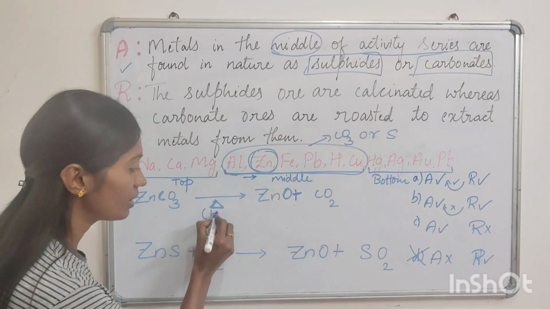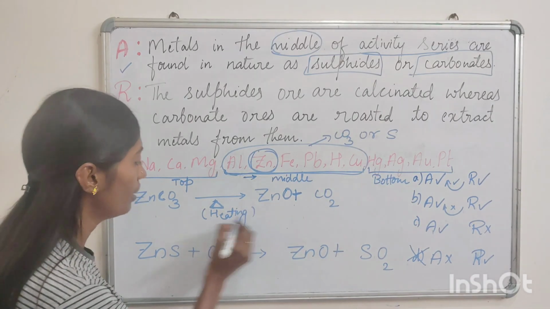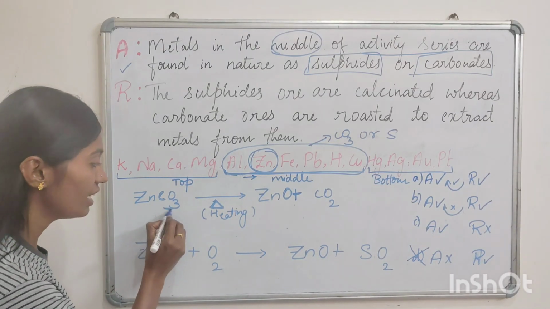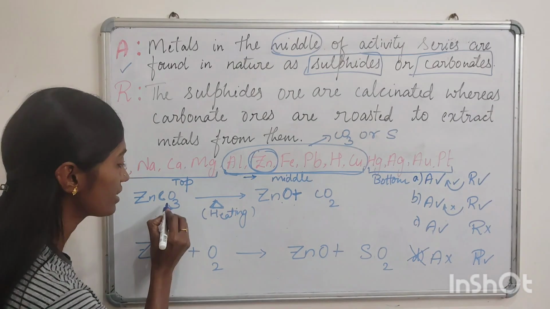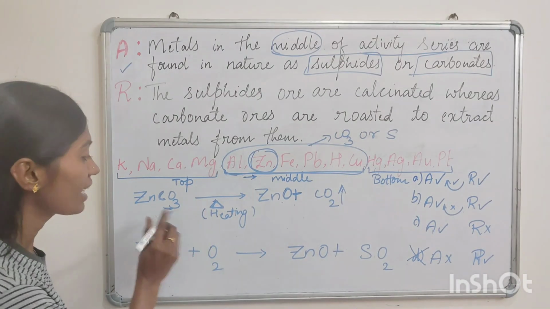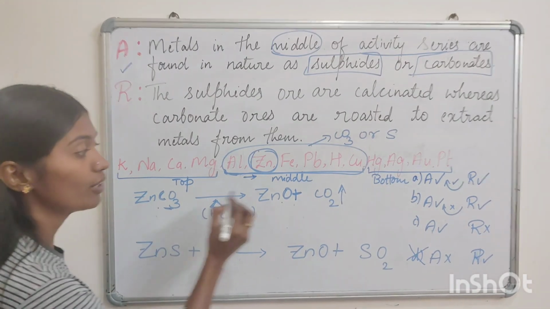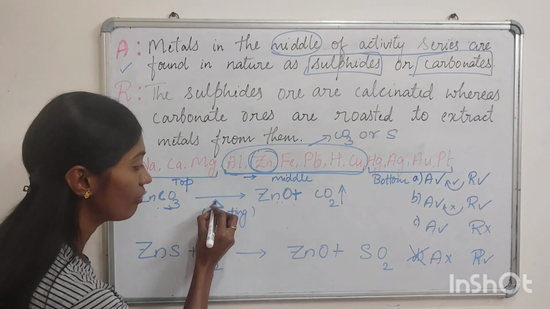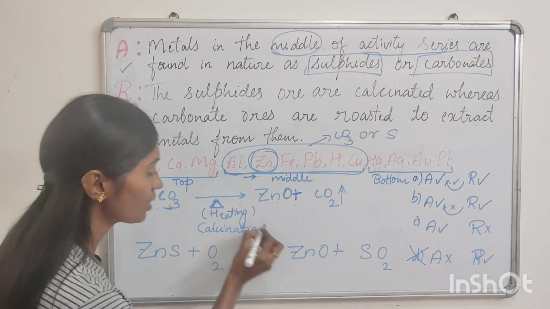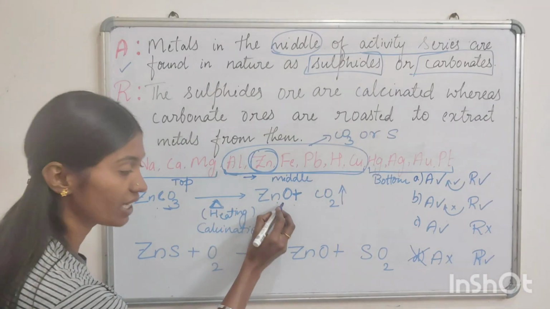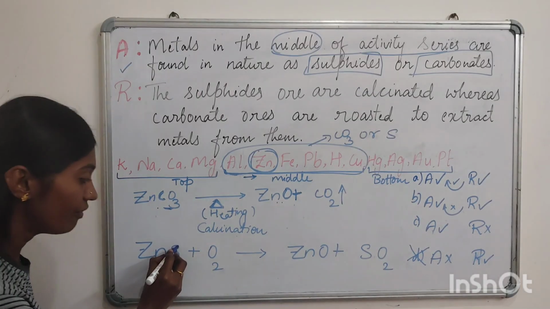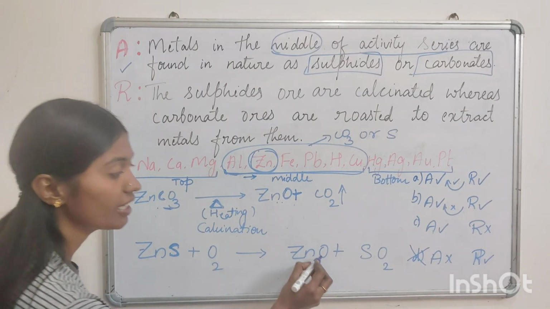What does the triangle symbol represent? Heating. When carbonates are heated, what will happen? This carbonate will be left with only one oxygen, and the remaining CO2 will be liberated separately as a gas. This process we call calcination. So from the carbonate to the oxide in the presence of limited oxygen, it is called calcination. Whereas if it is present in sulfide form, it will be converted into the oxide.